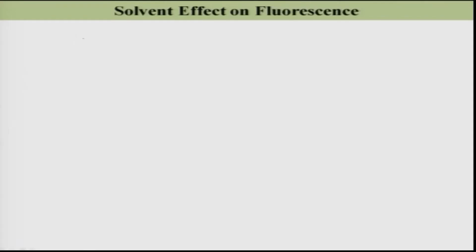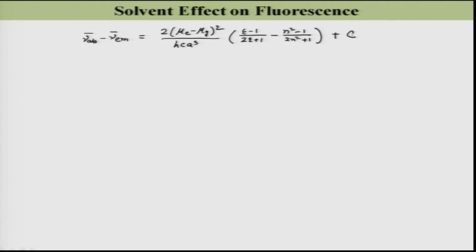The first one is nu bar absorption minus nu bar emission, equal to twice mu E minus mu G whole square by h c a cube, where this c is there because it is in wave number, into epsilon minus 1 by twice epsilon plus 1 minus n square minus 1 by twice n square plus 1, plus that constant C, which is for the inherent Stokes shift in the molecule.